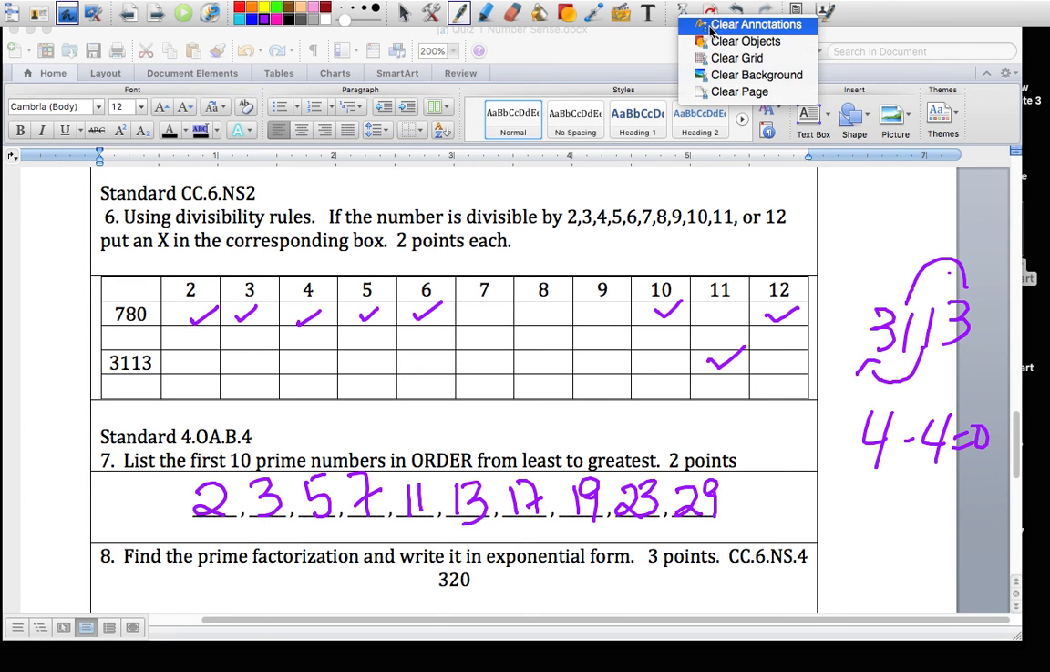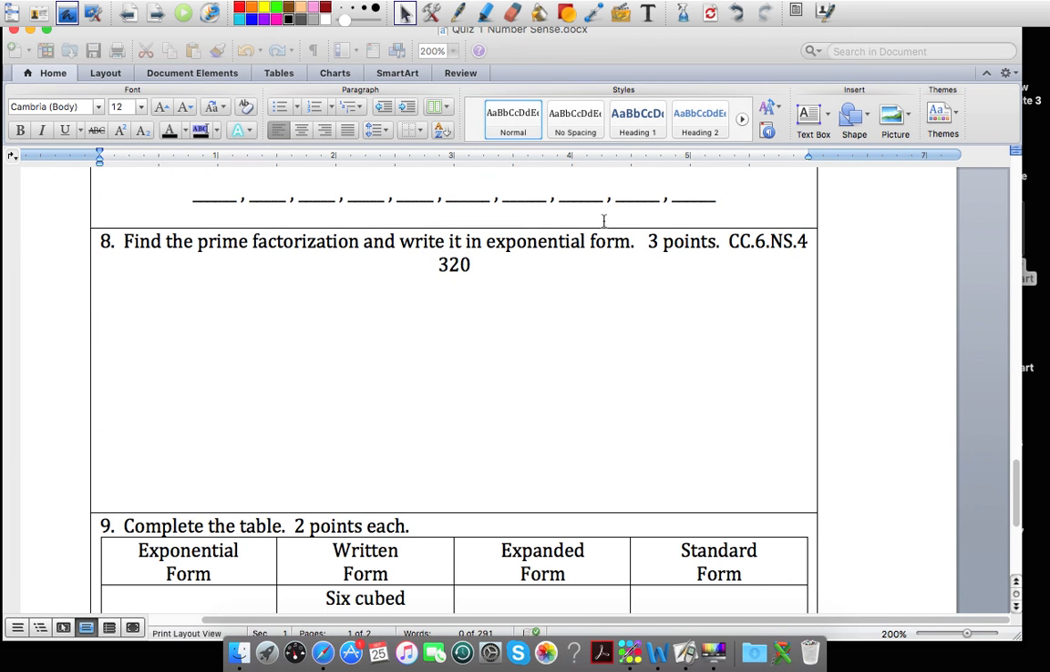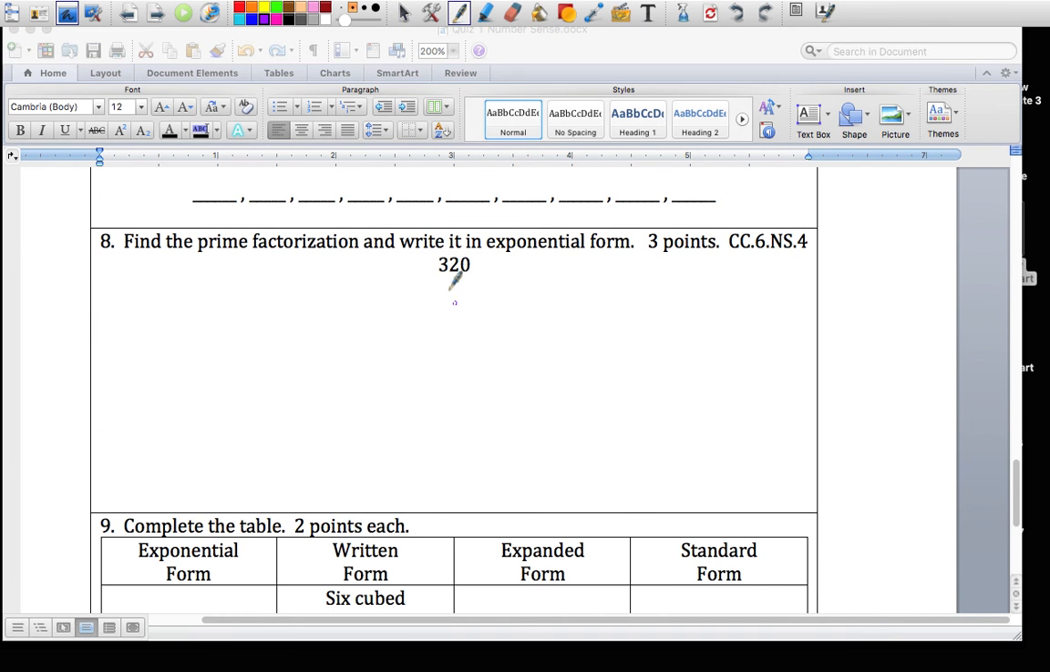Okay. And you had one more question at the bottom. Clear annotation. Let's go back. Scroll down. 320. I asked you to do a factor tree here. Two numbers that multiply give you 320. You could have started with any two as long as it gave you 320. I'll start with 10 and 32. 10 can be broken up into 2 and 5. These two are prime, so I circle them, indicating that I no longer break those two.